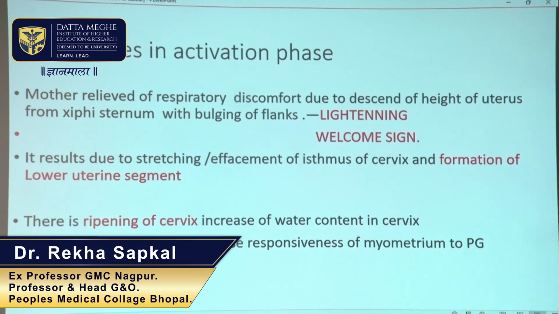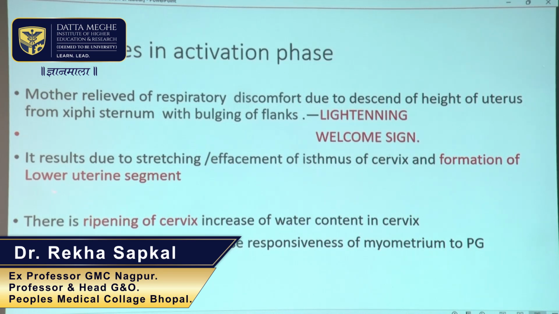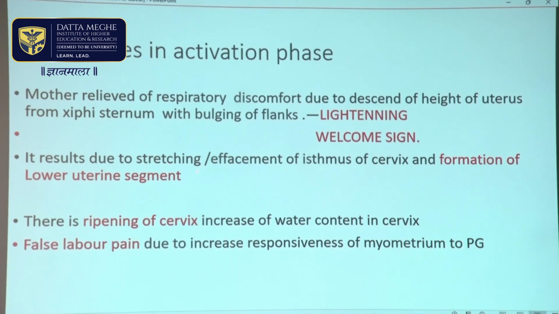This lightening results due to stretching of the lower uterine segment, or lower part of the uterus. The lower uterine segment forms from the effacement of the isthmus of the cervix, as the fibers are circular. So, the muscle fibers in the lower uterine segment are circular and they stretch with the formation of the lower uterine segment. This lower uterine segment is also formed due to descent or engagement of the head at term, and it is also affected by the relaxing hormone.